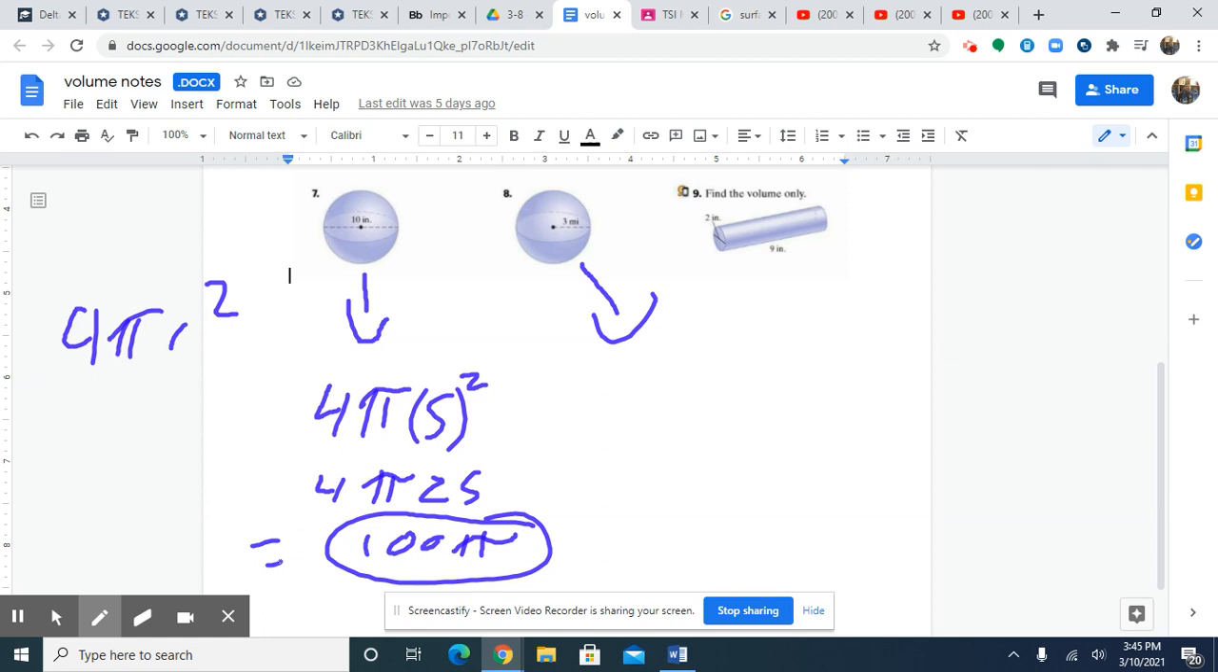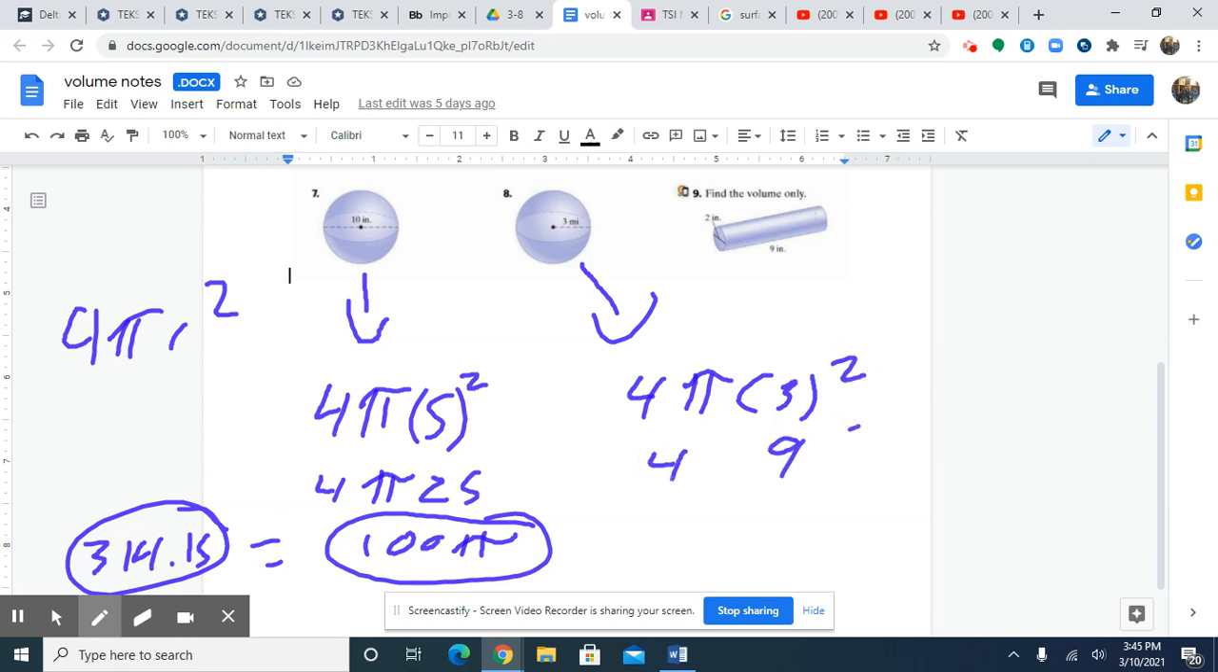If you really wanted to figure it out though, 100 times pi would give us about 314.15. And then we have 4 pi r squared for the next one with a radius of 3. So 4 pi and the radius of 3 squared. So 3 squared would give us 9. And then 4 times 9, which is 36 pi. And I'm just going to go ahead and leave it like that.